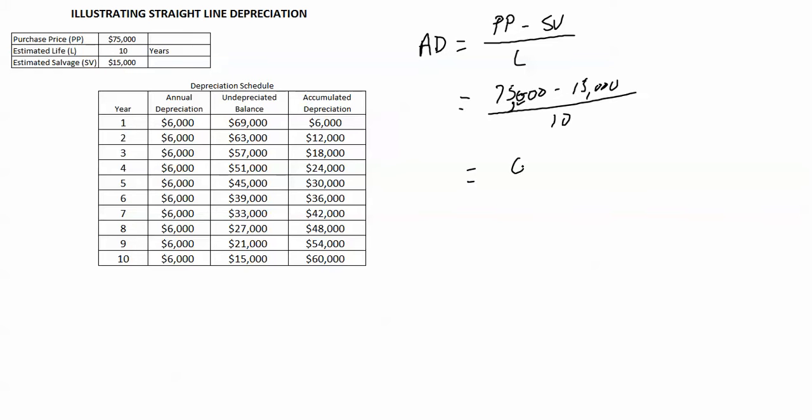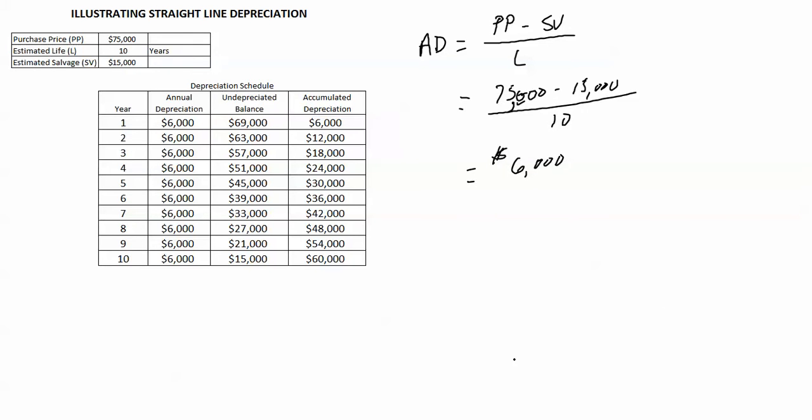For example, looking at the little problem, we have a $75,000 purchase price, a $15,000 estimated value at the end of the useful life or economic life, and a 10-year estimated economic life. So the amount of depreciation each year is called annual depreciation, and it's equal to the purchase price minus the salvage value divided by the life. So it's going to be 75,000 minus 15,000 over 10, and that's going to be $6,000.